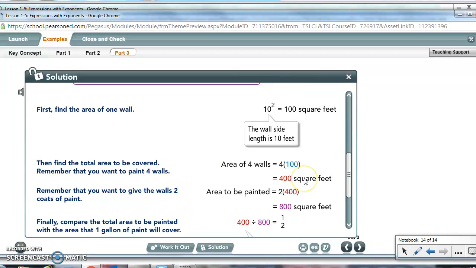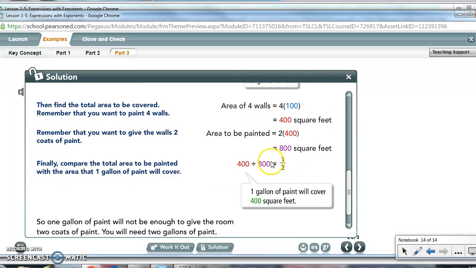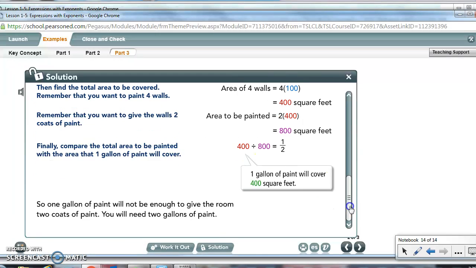Well, 400 square feet, boys and girls, we need to multiply that by 2 because we want 2 coats of paint, which is 800. Is 400 enough to cover 800? No. 1 gallon of paint will cover 400, which means we need 2 of those, 2 gallons of paint. Okay, so go ahead and explain that in your own words on your paper.